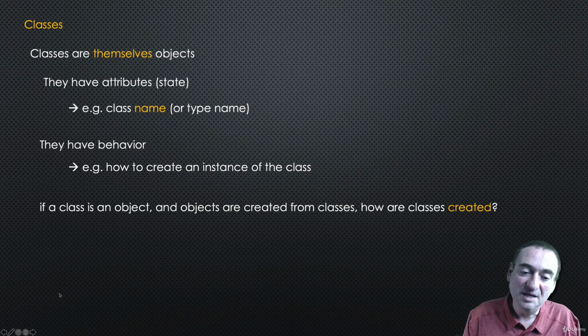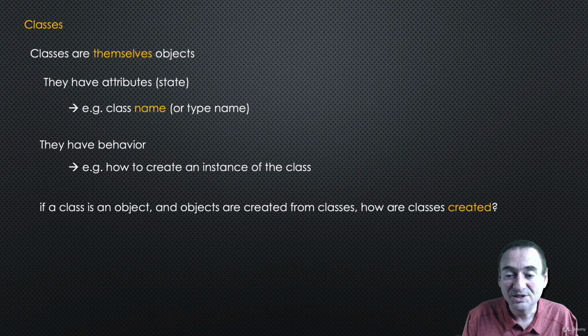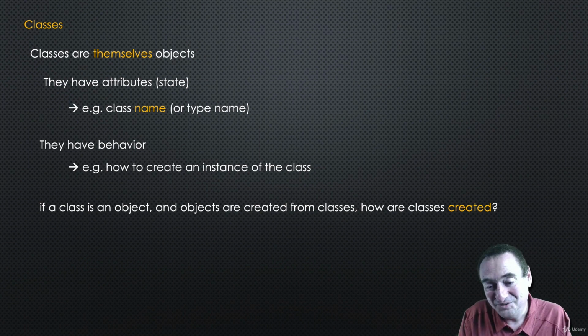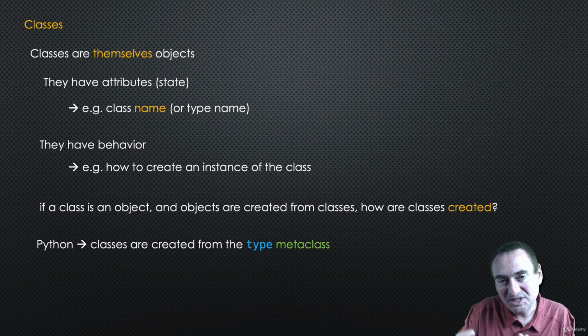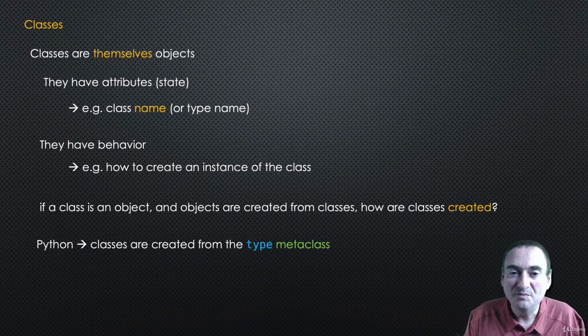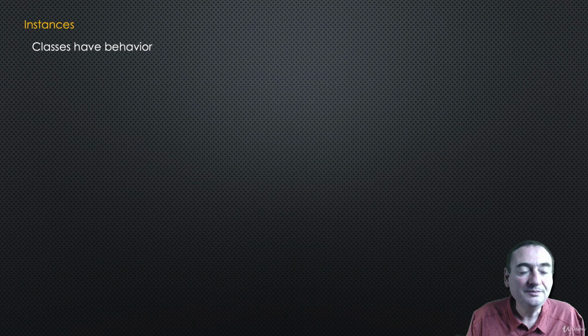So if a class is an object, and objects are created from classes, how are classes created, right? Where do they come from? I'm not going to get into that now. This gets pretty complicated, but there is this concept of a metaclass. It's something that kind of sits above. It's a type as well, right? It's a metaclass, and it allows us to create classes. But I'm not going to get into metaprogramming at this point.